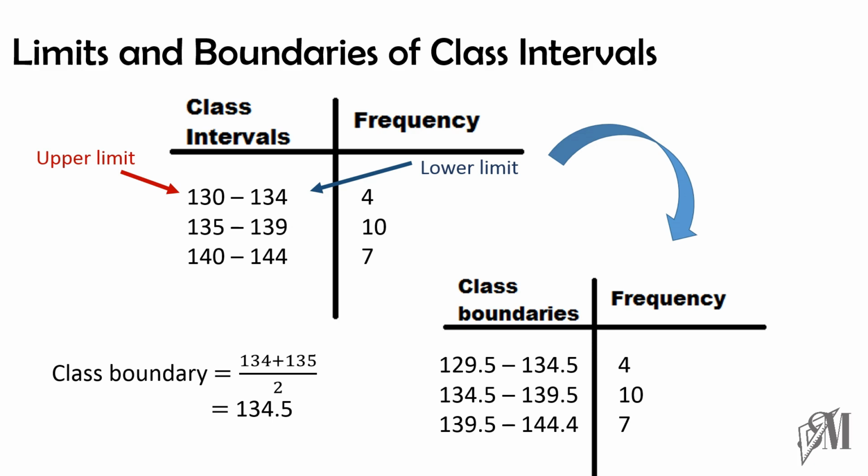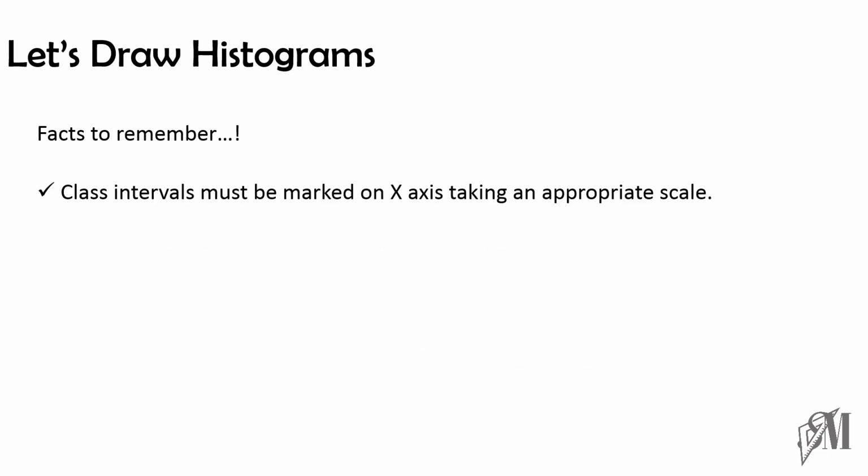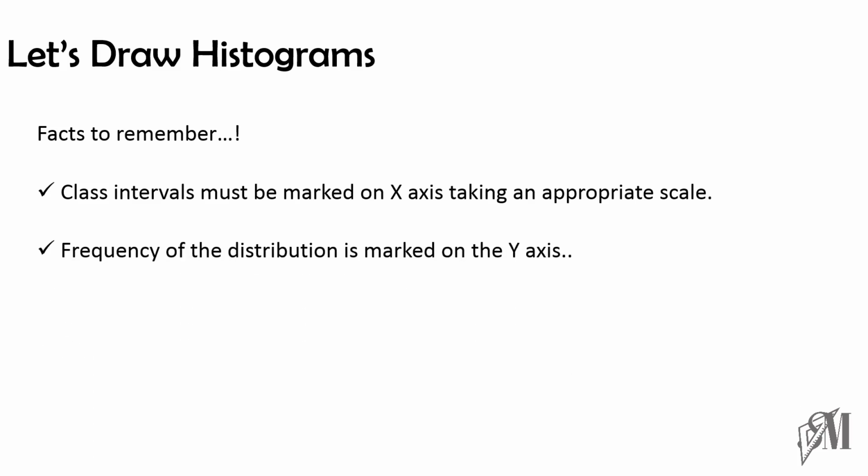And then let us see what is a histogram and how to draw it. Before you draw a histogram, you should remember certain facts. Always, the class intervals or the class boundaries must be marked on the x-axis taking an appropriate scale. And then the frequency of the distribution is generally marked on the y-axis. The next thing is, unlike in column graphs, in histograms we do not leave gaps between the columns. So all the columns will be touching one another. No gaps must be left.